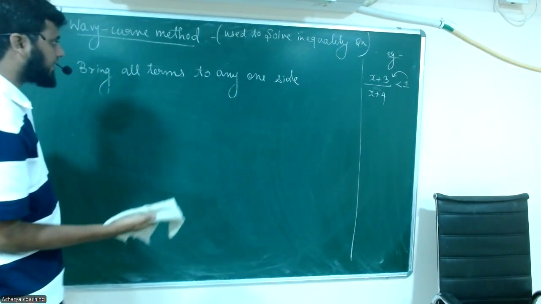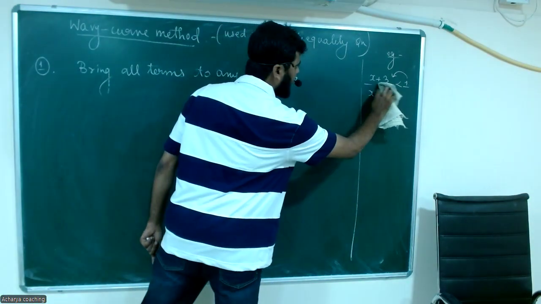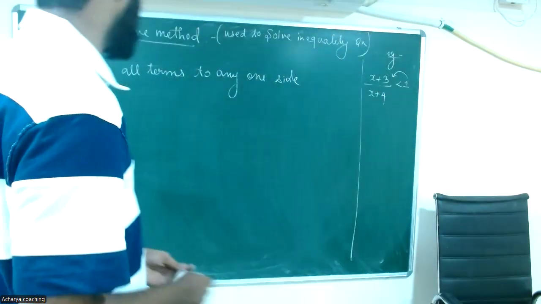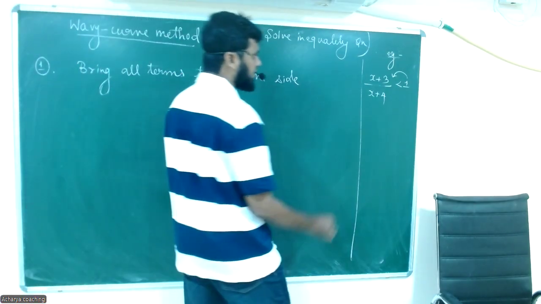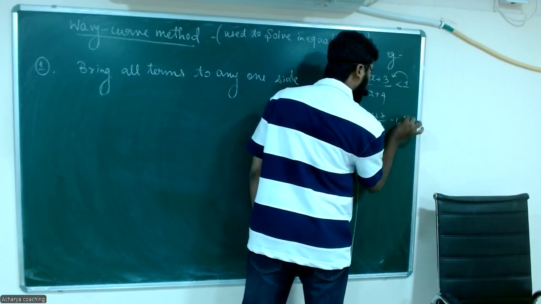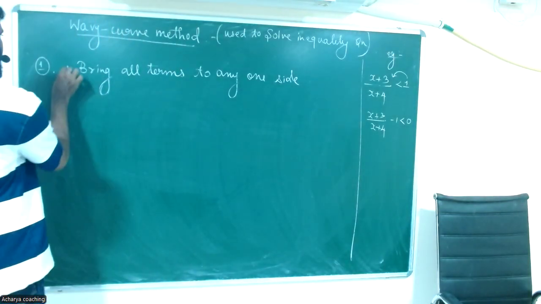The only case where the inequality sign will be reversed is if we multiply or divide by a negative number. Okay. So in addition, subtraction, and multiplication, I'm telling. So bring all the terms to any one side. What is the first step? (x plus 3) by (x plus 4) minus 1 less than 0. Clear?